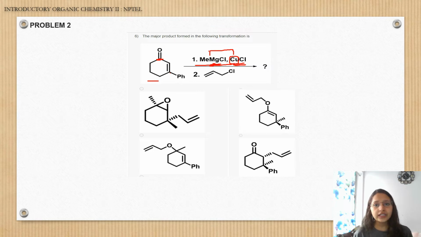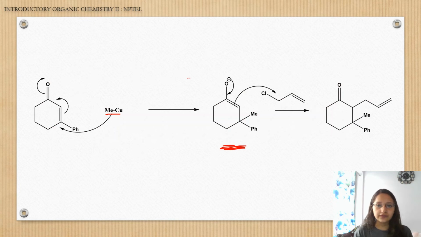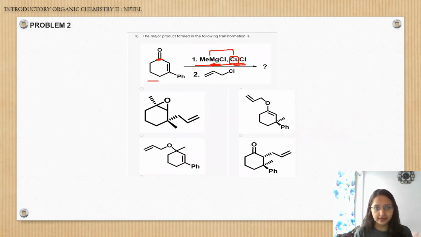Copper chloride is intentionally added in the system. Why? Because a transmetallation step takes place, and now a hard nucleophile gets replaced by the soft nucleophile, so that we can have a 1,4 addition step. Okay. So if it is clear that this kind of intermediate is getting generated, now what happens next?